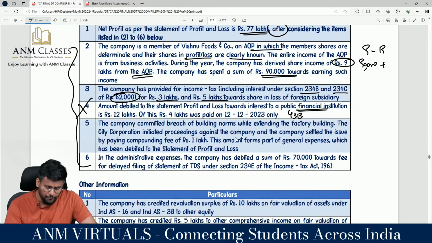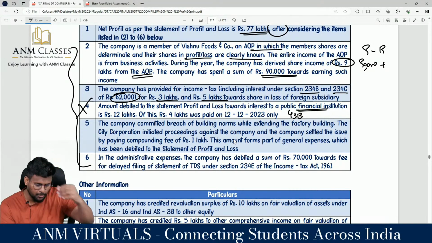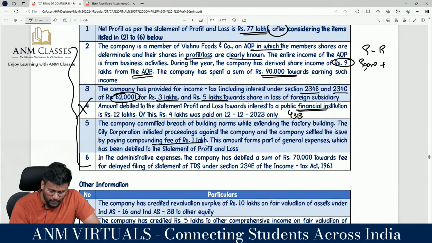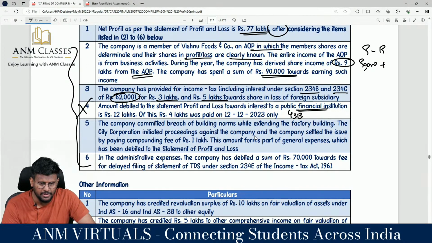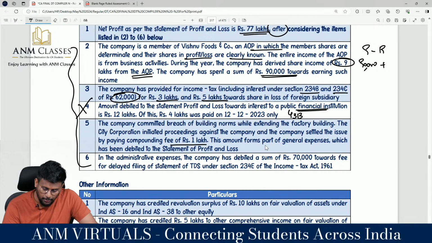Company committed breach of building norms while extending the factory building. The city corporation initiated proceedings against the company, and company settled the issue by paying compounding fees of 1 lakh. Compounding fees is a penalty as per Millennia Developers Private Limited. We have done the case laws in the class. As per that case law, this should be added back as per normal route. This amount forms part of general expense which has been debited to statement of P&L account. In MAT, nothing to do with the penalty amounts.